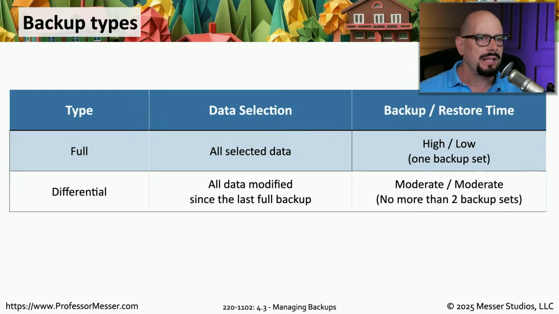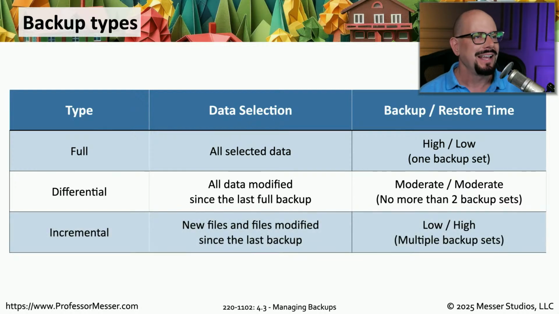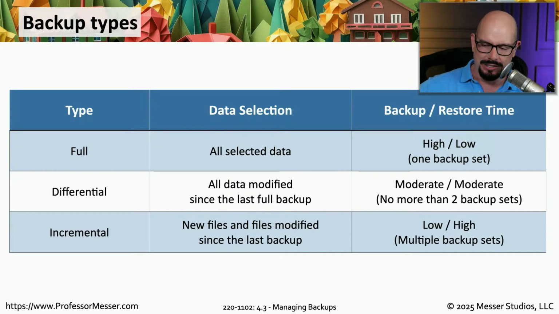With a differential backup, you only have 2 backup sets, or a maximum of 2 backup sets, which is a little bit better, but that wasn't the question we asked. And an incremental backup has multiple backup sets. That's the one where you have to have the full backup and then every incremental backup that has occurred since that last full backup. So that can be a little bit annoying.